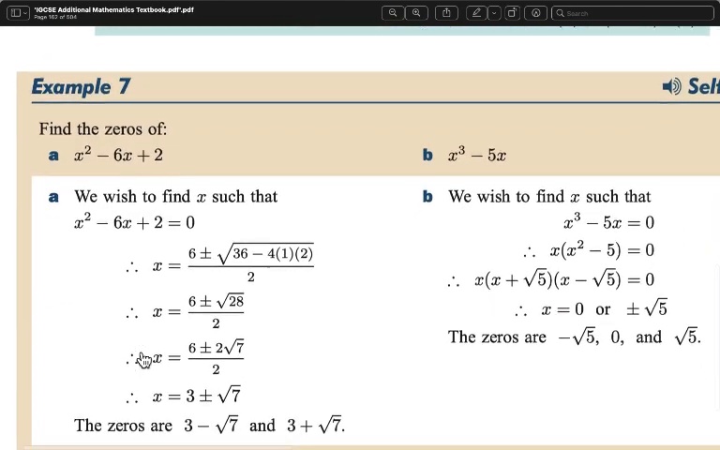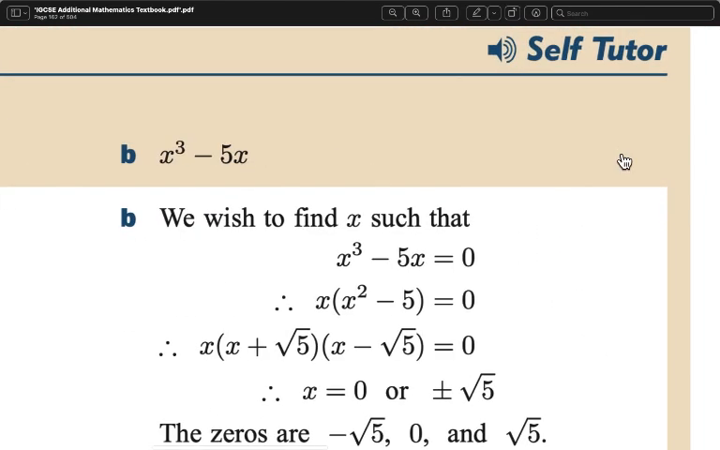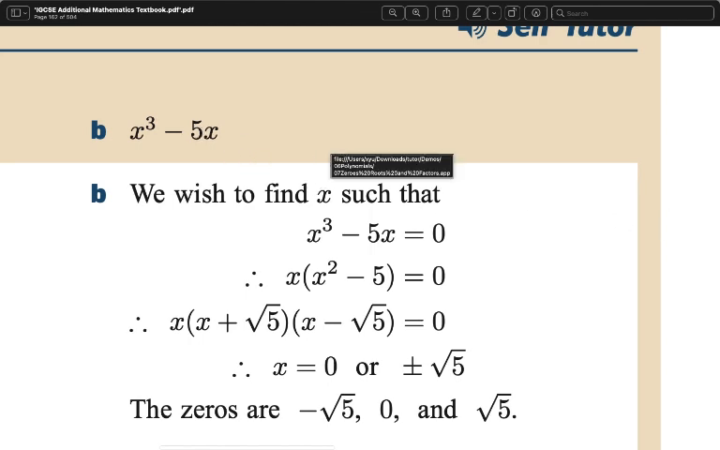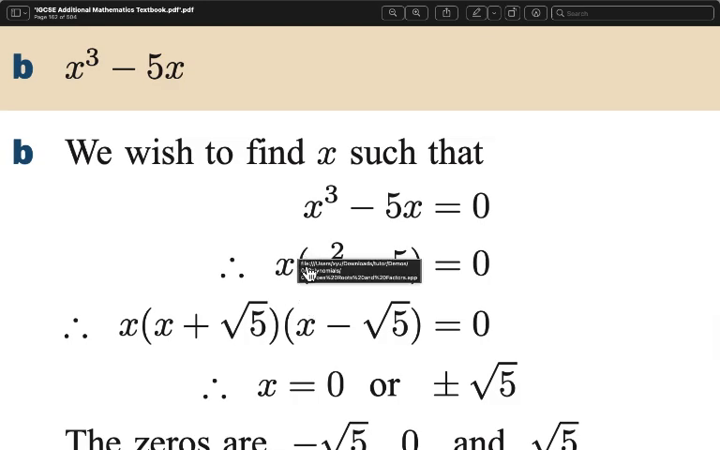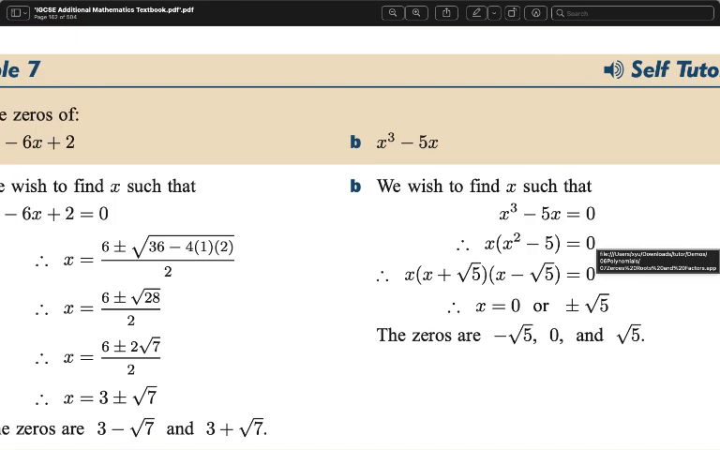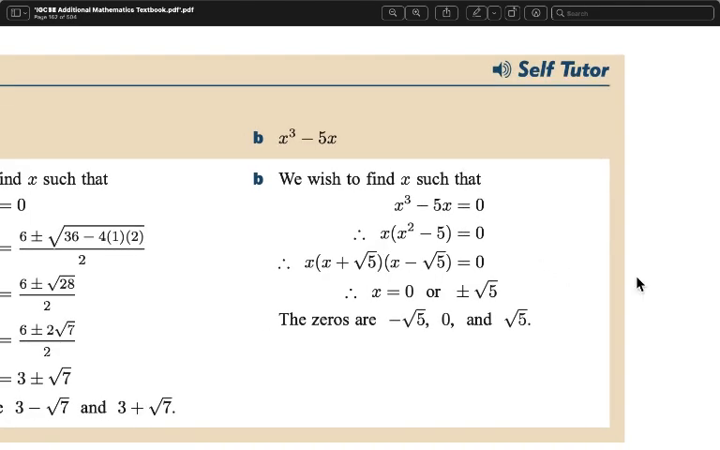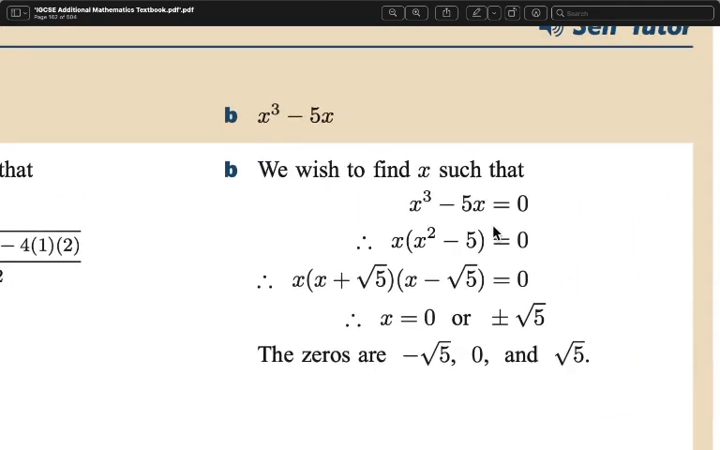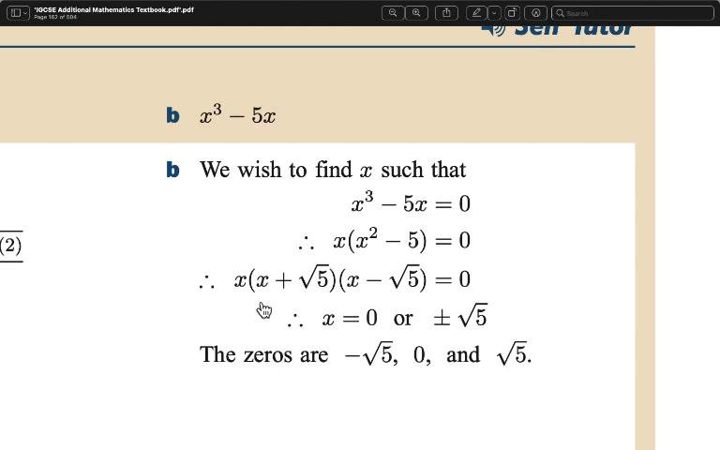For example, when you are finding the zeros for this equation, x cubed minus 5x, you first find that x is a common term, so you break the power down. So you single x out into x times x squared minus 5, and then that will equal 0. Then to obtain the zeros, you keep breaking it down to x to the power of 1. So in this way, there's only going to be an addition or subtraction, and the result of x can be easily obtained.